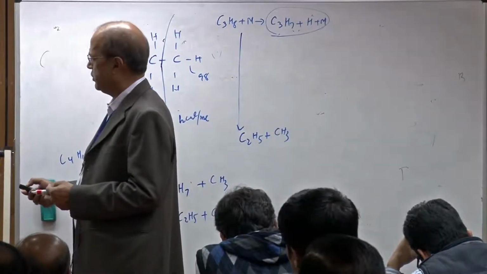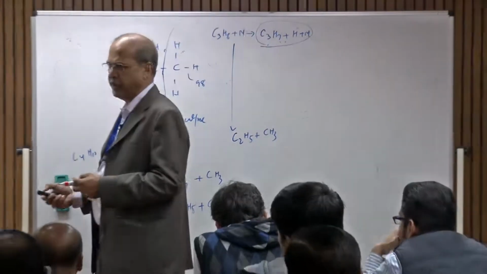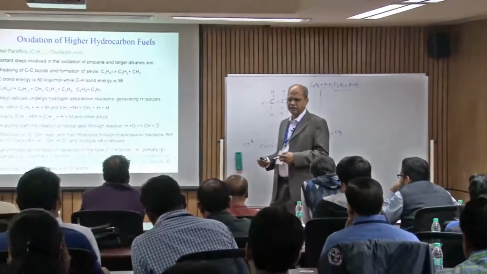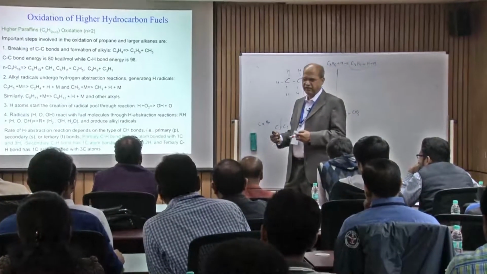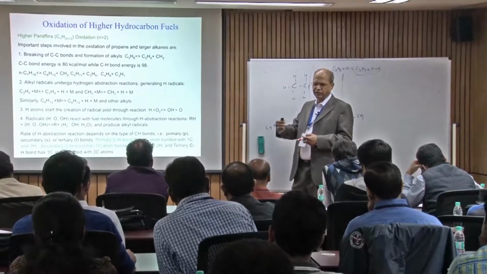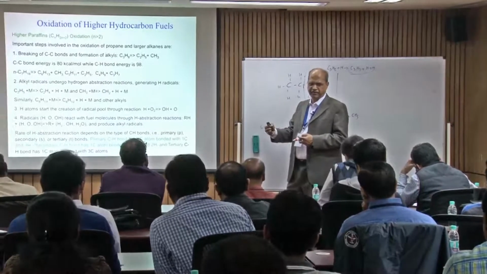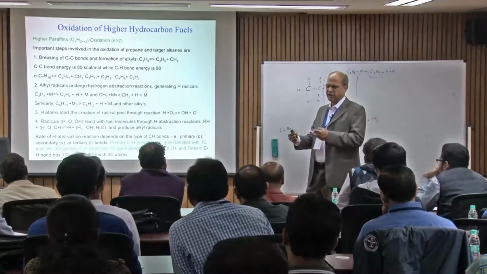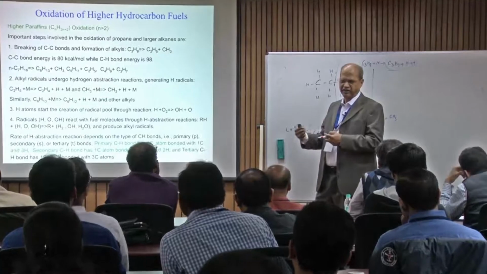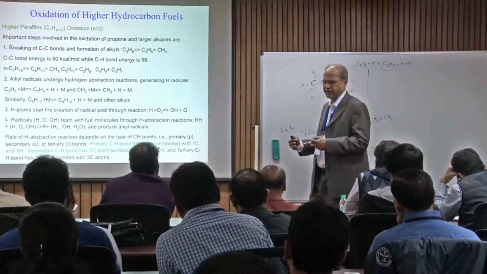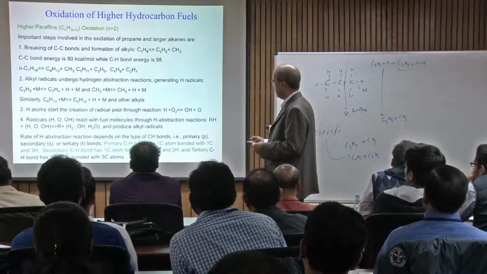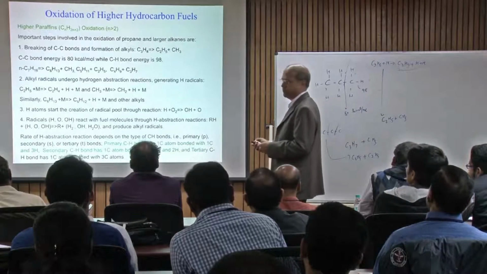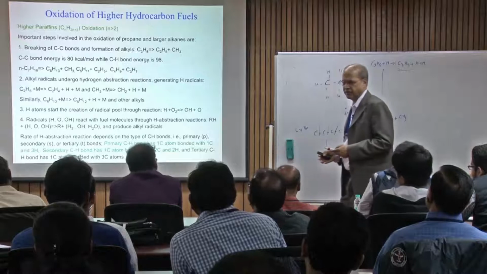And this also tells you that if you already have a good mechanism, say for C6, which is hexane, then it's relatively easier to build a mechanism for C7. Because a lot of the reactions are already done there. A lot of reactions we already understand. So this is the first step, breaking of CC bond for larger hydrocarbons.